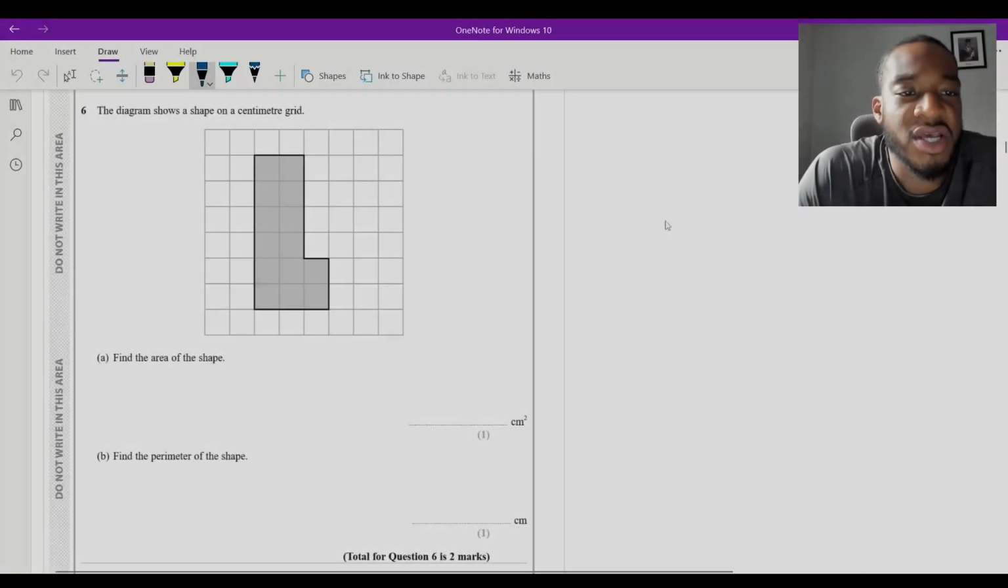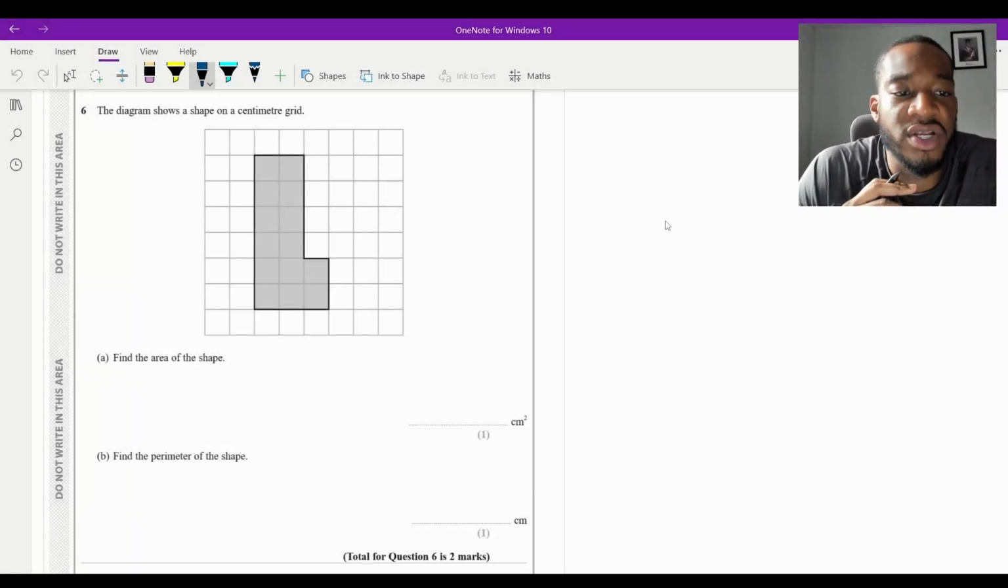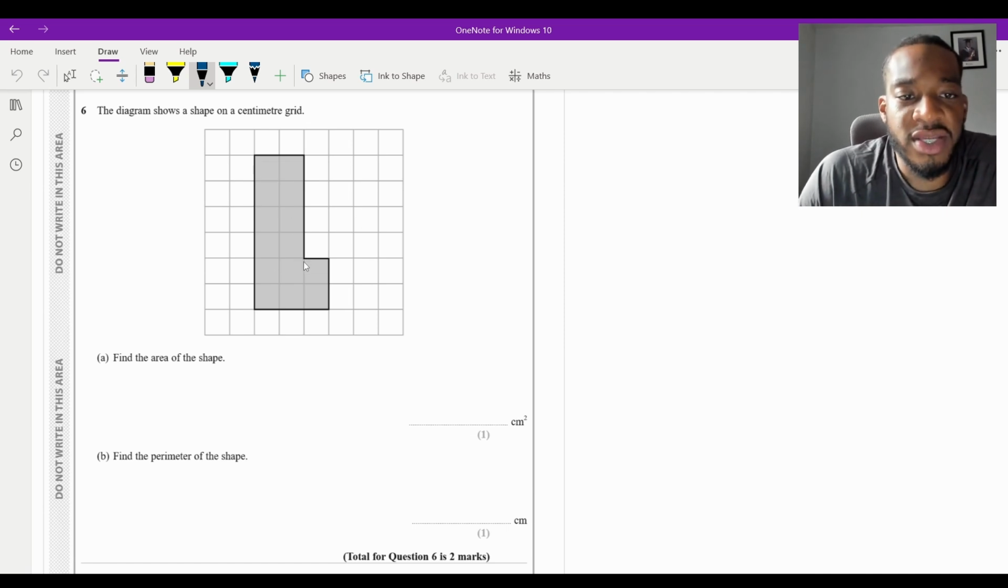Okay, so question 6 says the diagram shows a shape on a centimetre grid. Find the area of the shape. So it's a compound shape. What I would do is split it into two rectangles like this. For the one on the left, it has a base of 2 and a height of 1, 2, 3, 4, 5, 6. So the area is going to be 6 times 2, isn't it? Which is going to be 12.